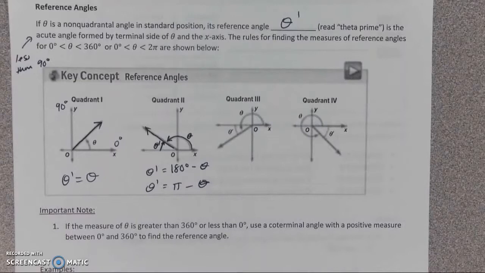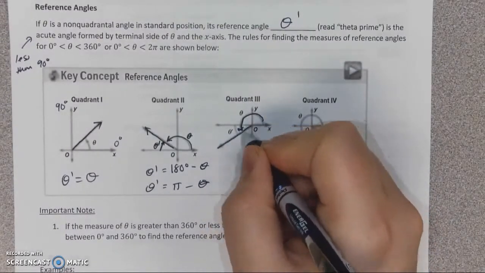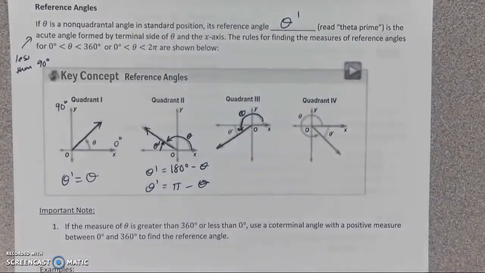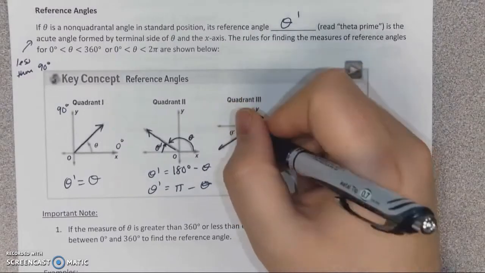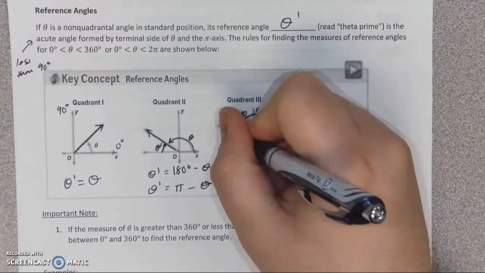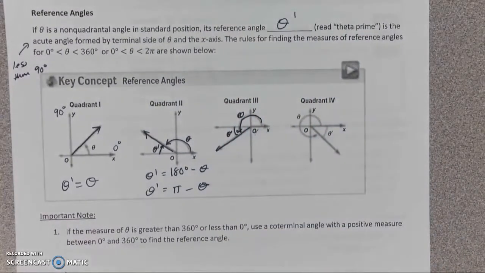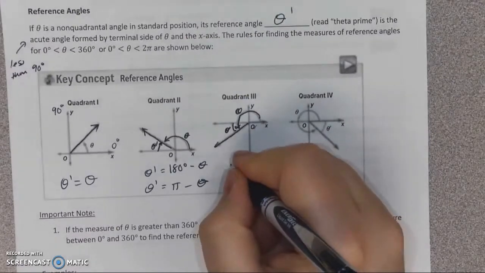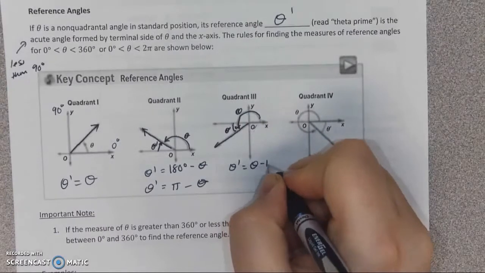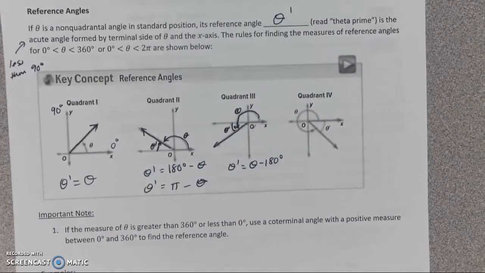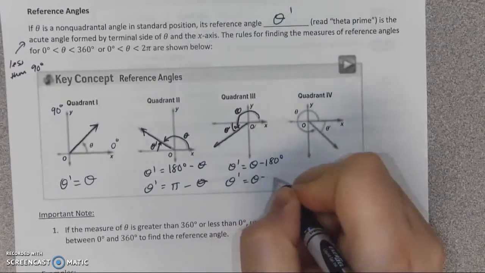In quadrant 3, your angle would be this one right here, and here's your terminal side. This would be theta. Your reference angle is going to be the acute angle formed by the terminal side of theta and the x-axis. So it's going to be the smaller one of these two, that small angle. So theta prime equals theta minus 180 degrees. Or if you're given radians, theta prime equals theta minus pi.